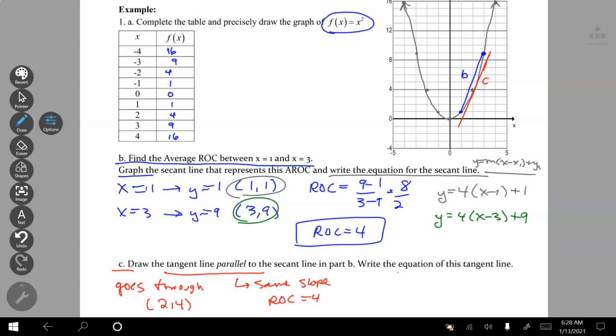So now when I write the equation, I'm going to use that same form as before. So it's going to be y equals 4 times (x minus 2) plus 4 is the equation of that red line labeled C.